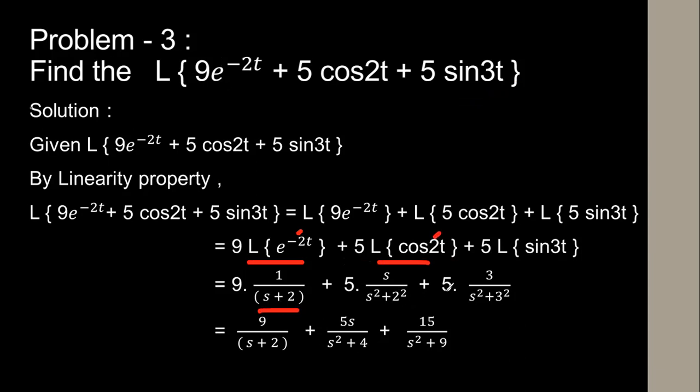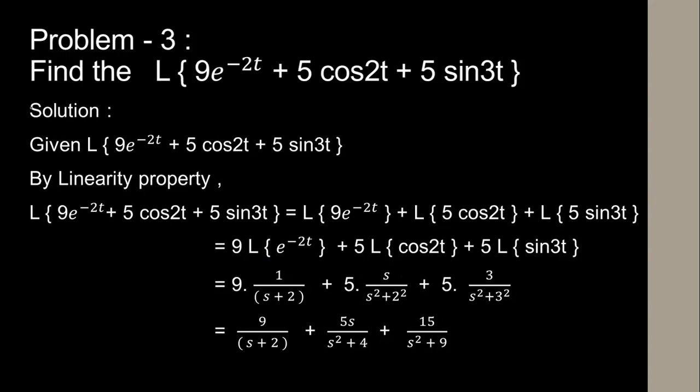That is nothing but 4 plus 5 into, it is for sin at. So 3a by s square plus a square. The a value here is 3. So 3 by s square plus 3 square. That is nothing but. So finally, after simplification of this, we get 9 by s plus 2. So here 5 into s is nothing but 5s by s square plus 4 plus 5 into 3 by s square plus 9. So this is the way you have to simplify the problems on the linearity property.